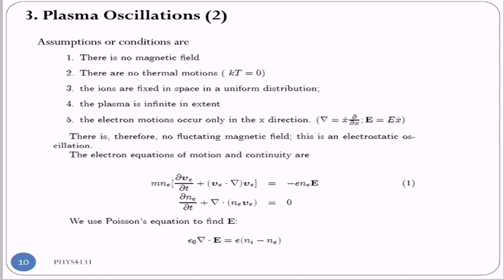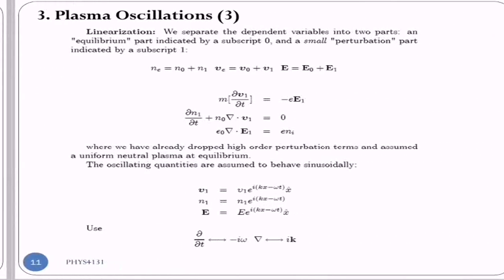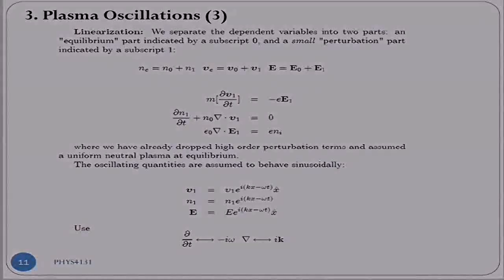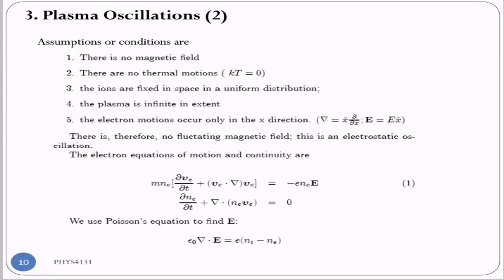We can also use Poisson equation to find electric field. The expression for the Poisson's equation is written as epsilon naught ∇·E = e(n_i - n_e). We know that n_e is the electron density, v_e is the velocity of electrons, and density of ions is represented as n_i. Now we simplify these three equations.